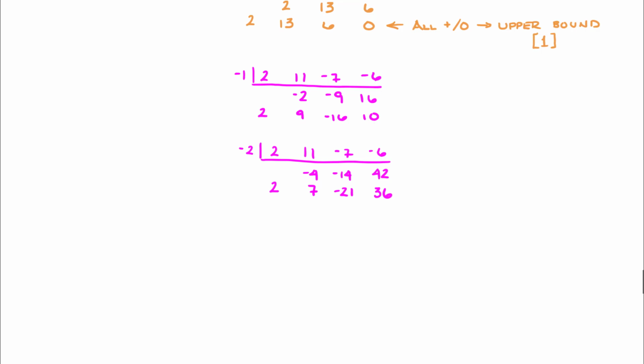Just because the number is not in your list doesn't mean you can't keep trying. So once we get to -6, which is the last negative integer value that we have, we go on to -7, and I'm skipping 3, 4, and 5 just to try to keep the video shorter. It's still the same process. But when we try -7, we have 2, 11, -7, -6. We do the synthetic division.